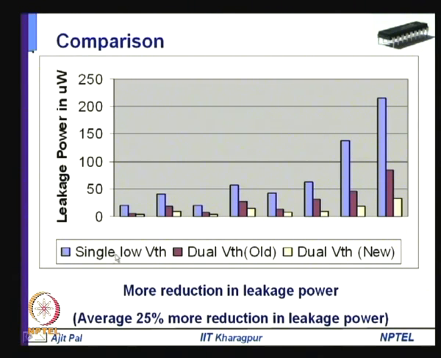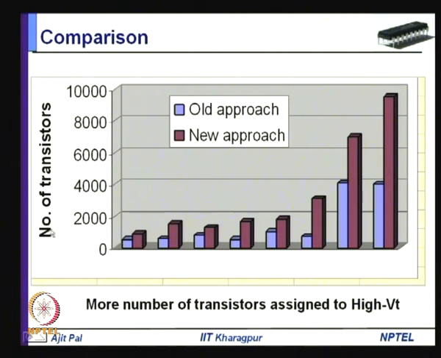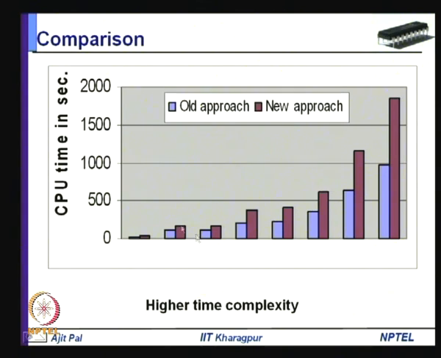reduction has been compared for 3 cases: single low VT, dual VT, the previous approach, and the second approach that I have mentioned. So, this yellow one is you can find significantly lower compared to the single low VT realization and also the previous approach. So, on the average 25% more reduction in leakage power occurs, and here the number of transistors to which you can assign high VT have been compared between the two approaches, and here the CPU time, as I told, is more for the second approach because of higher time complexity.